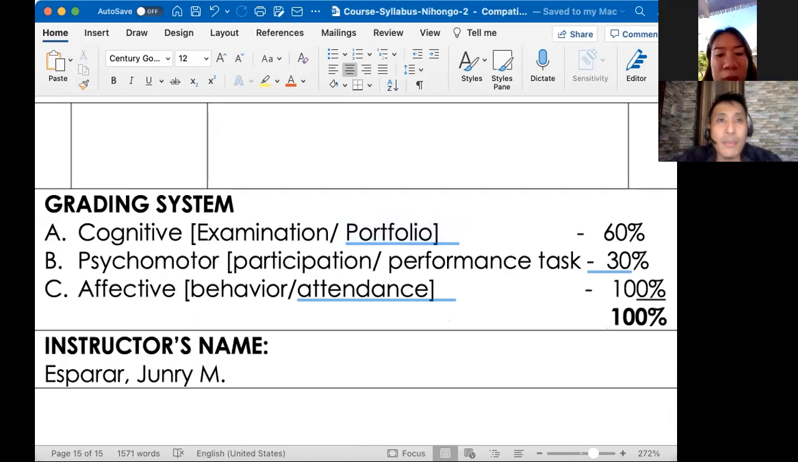Wait a moment. May mga nagsasalita po na I need to mute. Sige. Ayan. Thank you.